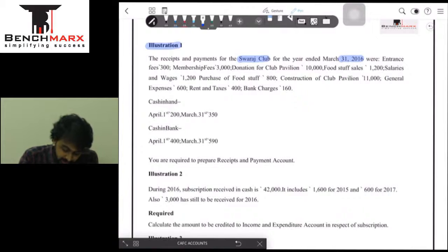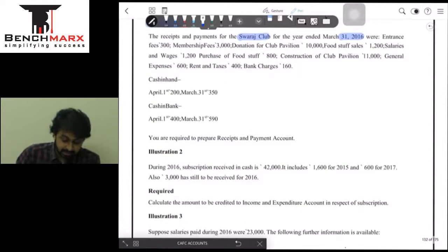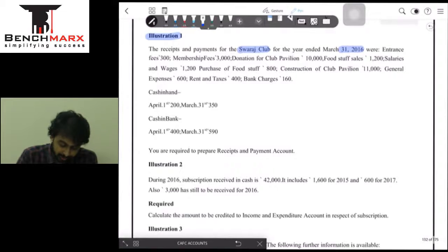Entrance fees 300, theek hai. Membership fees 3000, theek hai. Donation for club pavilion 10,000, theek hai. Foodstuff sales 1,200, theek hai. Salaries and wages 1,200. Purchase of food 800, construction of club 11,000, general expenses 600, rent and rates 400, bank charges 160, theek hai. Cash in hand 1st April 200, 31st March 350, cash in bank 1st April 400, 31st March 590.